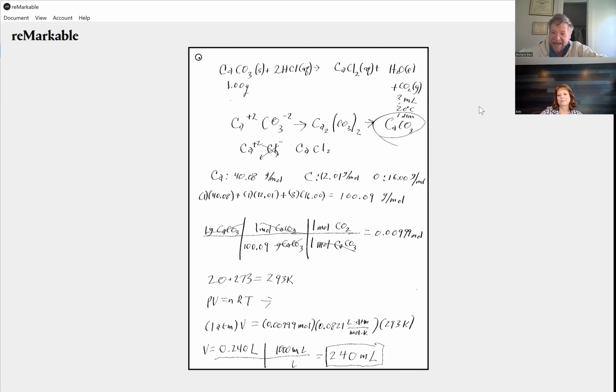I mean, let's put that in perspective. This is 500 milliliters when it's full. It's about half drunk. You're getting that much gas out of your mouth. And that's assuming it's 1 gram of calcium carbonate. So that's a lot of pressure.